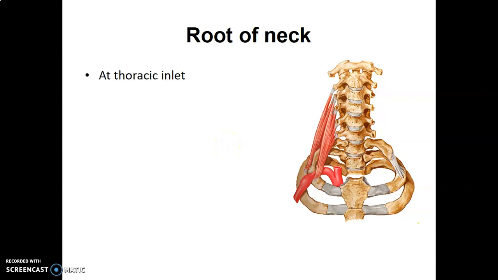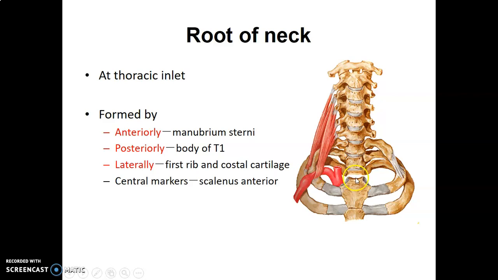At the root of the neck, we have what you call the thoracic inlet, okay? The thoracic inlet is bordered anteriorly by the manubrium of the sternum, laterally by the costal cartilage of the first rib and the first rib, and posteriorly by the body of the T1 vertebra. So that's your thoracic inlet.